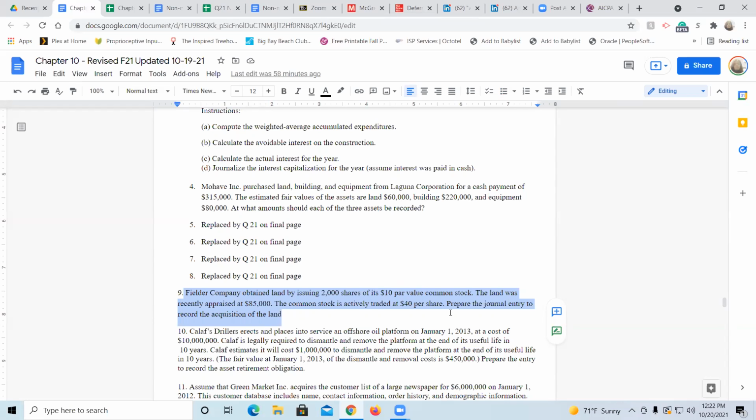Remember, par value is kind of an arbitrary amount that is assigned to each stock, I guess, to create an amount of capital that will not be distributed as a dividend. So 2,000 shares of $10 par value, this is not market value. The land was recently appraised at $85,000. So appraised means that a qualified person actually came and looked at the land and told you what it was worth. And then it says that the common stock is actively traded at $40 per share.